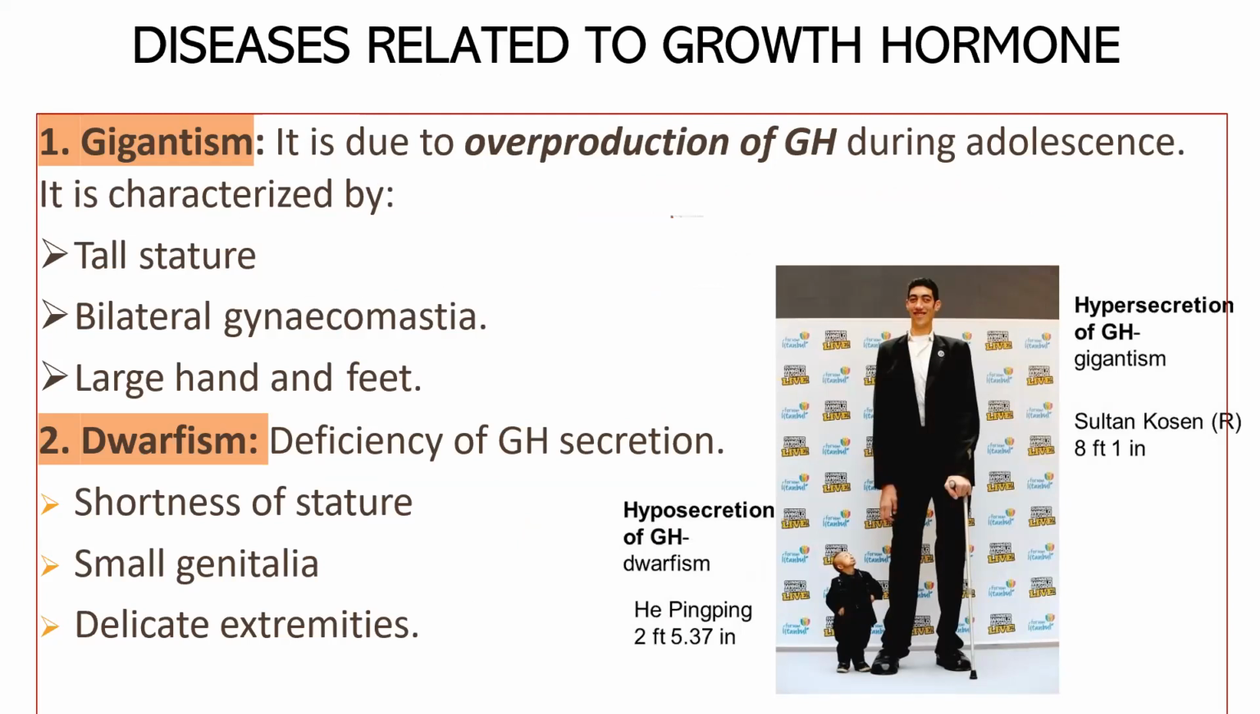There is one guy here who is 8 feet, and the other one, the shortest, is 2.5 feet. Gigantism is characterized by tall stature. They can have other features. Of course, you can see there are really large hands and feet. On the other hand, dwarfism is a deficiency that causes a shortness of stature. It's kind of easy to understand.